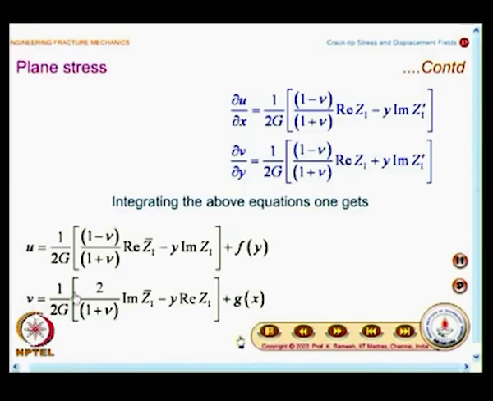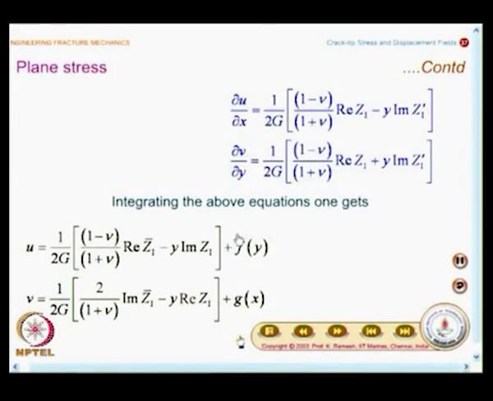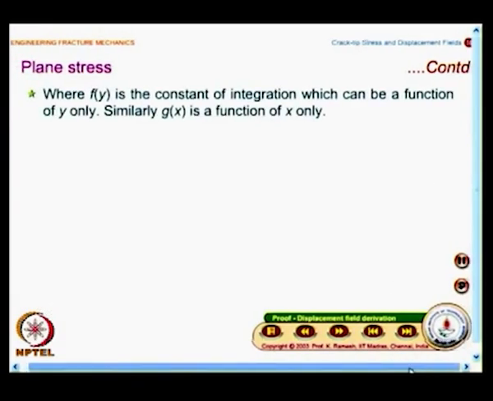So, I have v equal to 1 by 2G of 2 by (1 plus nu) multiplied by imaginary part of Z1 bar minus y real part of Z1. So, keep track that when I do it with respect to y, there is a flip over in the functions as well as the sign change. You have to look at the Cauchy-Riemann condition and make your understanding clear. So, the solution of u and v would be complete only if I also evaluate what are f(y) and g(x). If I know these two, then I can get the expression for u and v, and that is what is summarized here.